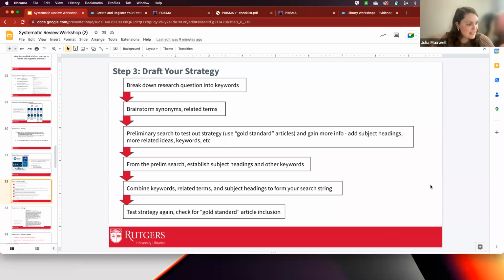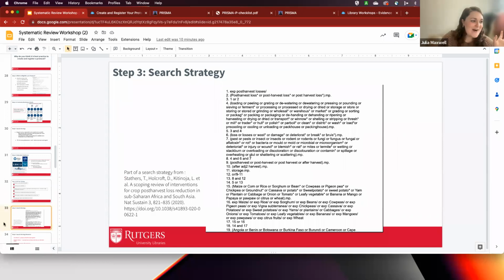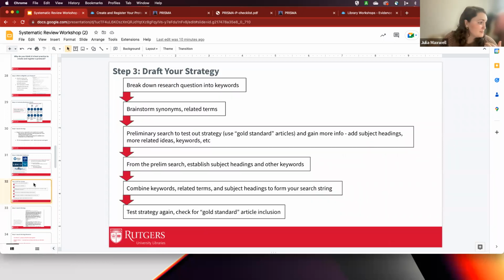Then you combine all of that together with punctuation, which I'll touch on in a moment. It's a huge string like the one we just looked at, and then you search it. And what you come up with is a set of articles that hopefully gets closer to the type of article that you want to actually include in your review.